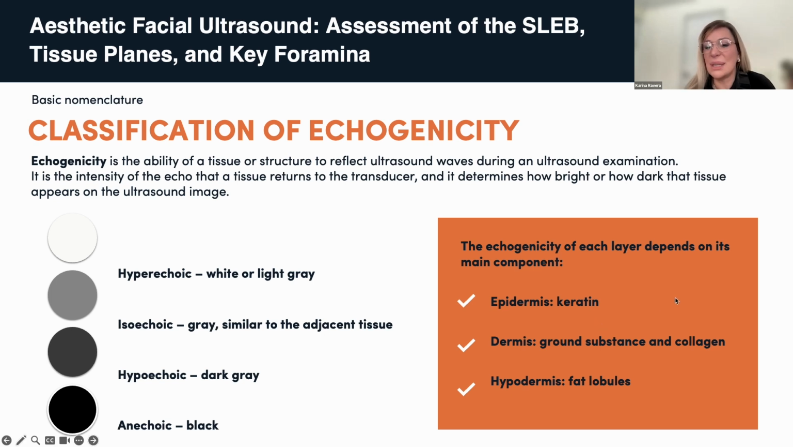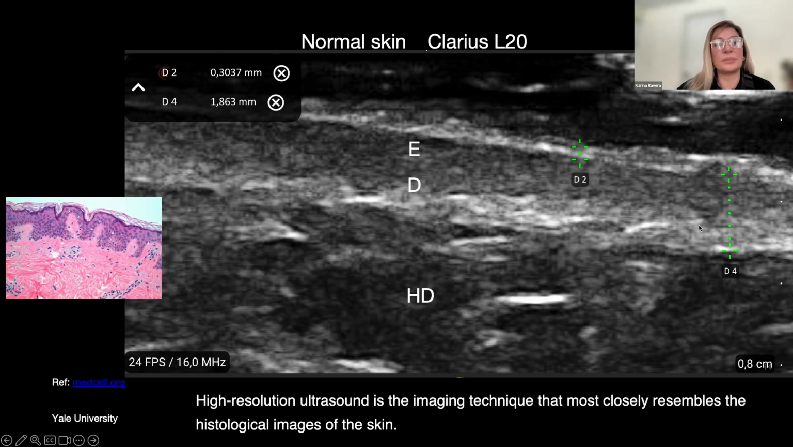So the echogenicity of each layer depends on its main component. Yes? The epidermis, because of the high keratin content, will look hyperechoic. The dermis in general, the superficial dermis, will look hypoechoic, the deep dermis hyperechoic, and the hypodermis, because of the content of fat lobules, will look hypoechoic. Yes.